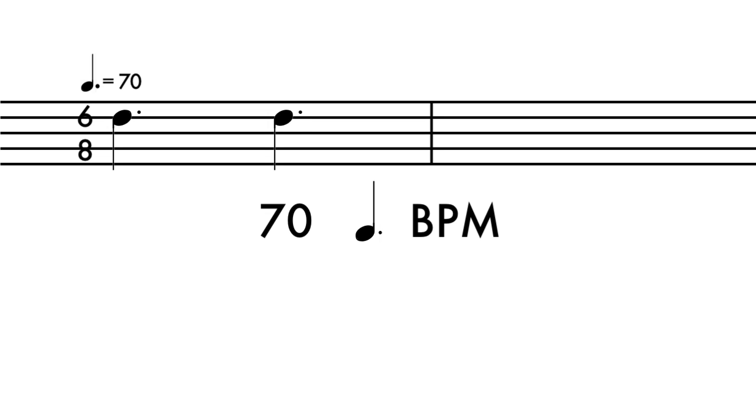70 dotted quarter note BPM with a 6/8 time signature means that there are 70 dotted quarter note beats per minute with 2 dotted quarter notes per measure. Let's look at an interesting illustration to show the relationship between tempo, time signature, and note values.